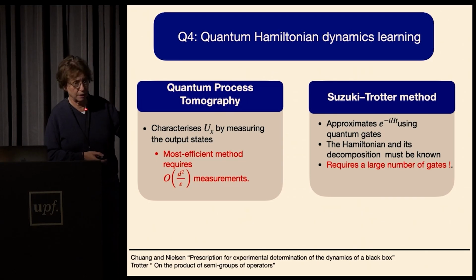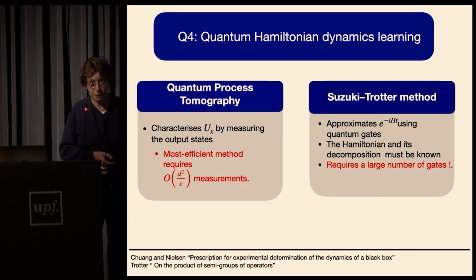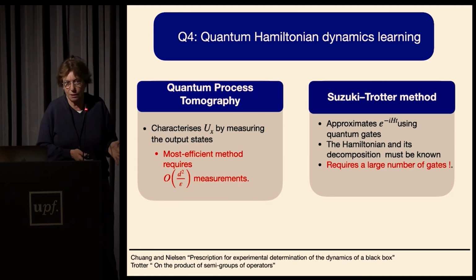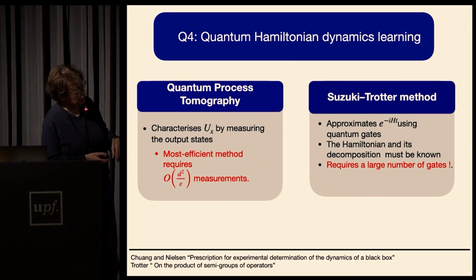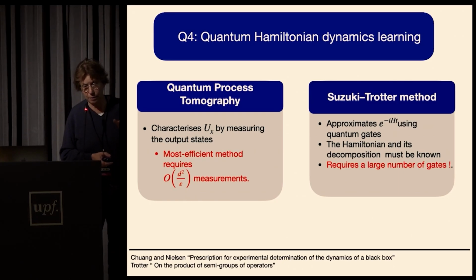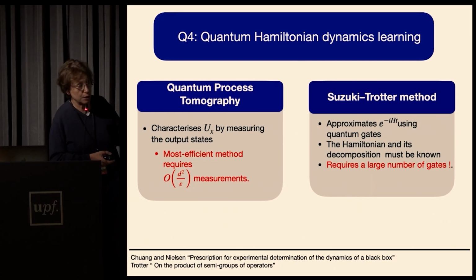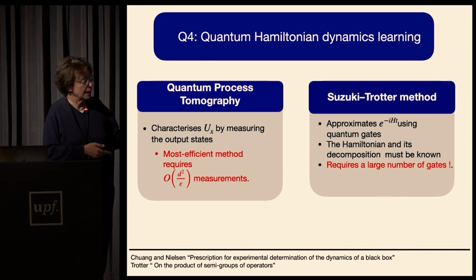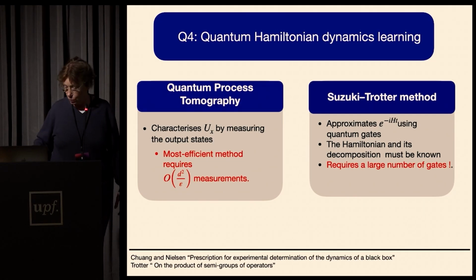There is also another way to do it. I can think that the unitary can be chopped into small pieces. This is the Trotter approach. I can use the Suzuki-Trotter method and approximate the unitary using quantum gates. But the Hamiltonian, my black box, should be known initially. Then I can simulate the dynamics using the Suzuki-Trotter approximation. I have errors if, when I write my Hamiltonian as a local Hamiltonian, the terms of the local Hamiltonian don't commute. Of course, I accumulate errors, and it requires a large number of gates to implement the unitary like that. But this is a very typical way to do it.